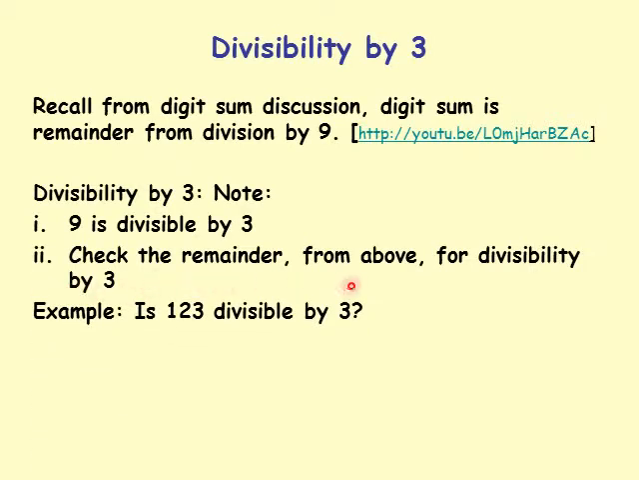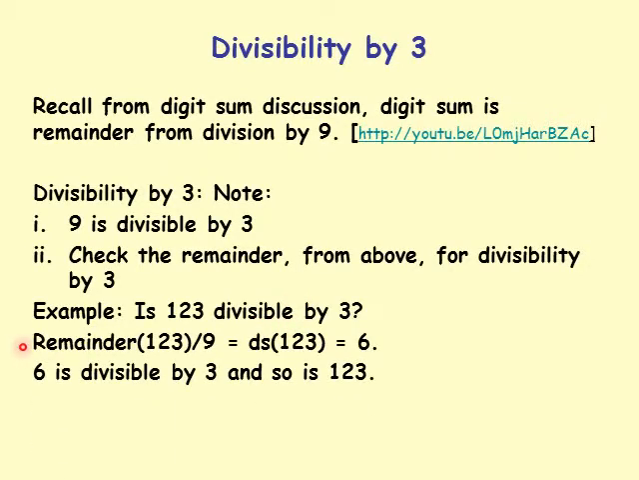Is 123 divisible by 3? First we take out all the 9s we can from 123, which is the remainder of dividing 123 by 9. That remainder is given by the digit sum of 123. The digit sum of 123 is 6. So if we take out all the 9s we can from 123, what's left is 6. Now we check whether 6 is divisible by 3. So 6 is divisible, and so is 123. Let's continue.